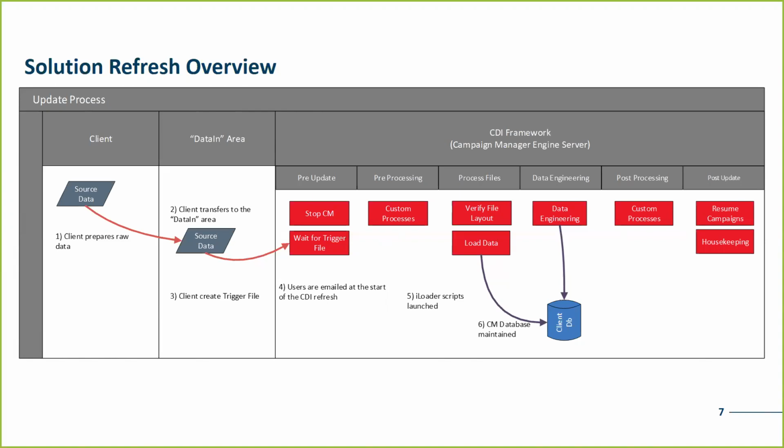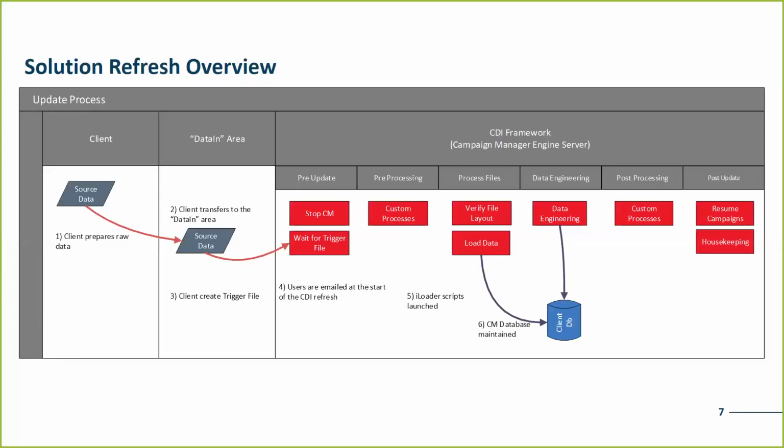And once all of the data files have been loaded, we'll then do data engineering, followed by any custom processes. So custom processes could be something like sending back campaign history files to a client site so that their data warehouse can consume the data. We will then finally resume the campaigns and do any housekeeping tasks. So this might be something simple like deleting log files, for example.